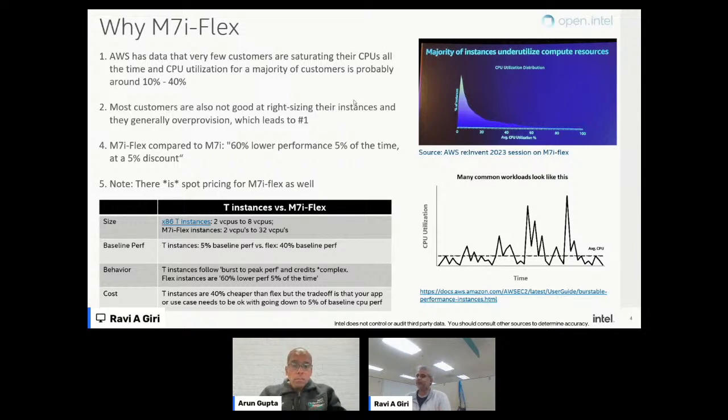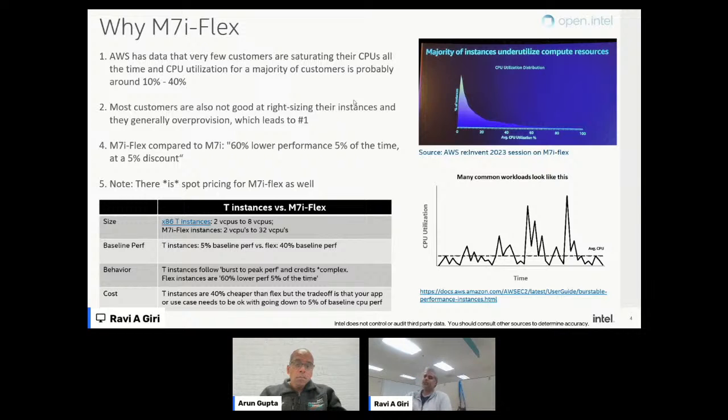And in terms of behavior, there was a fairly complex behavior with the T instances. You would accumulate credits if you were using less than the amount of compute that you were subscribed to, and you would burn credits if you were using more, and then you would get throttled, right? And so the Flex instances don't have such complexity. I'm assuming that would have made it easier for the hypervisor policies as well. So it's a relatively more straightforward thing.